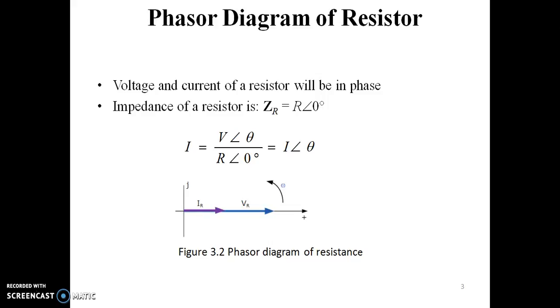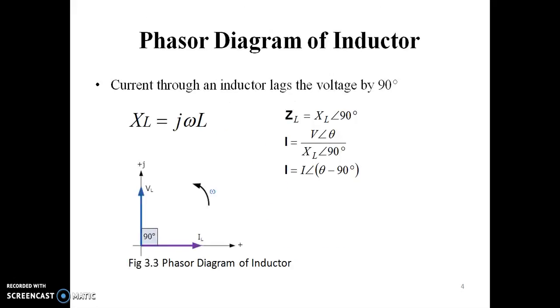So for getting the value of current flowing through the resistor, we simply divide voltage by the resistance, which gives us I angle theta. By observing the phase angles of voltage and current, we see that there is no phase difference between them. Hence, from figure 3.2, we can conclude that in a resistor, the voltage and current are in phase with each other.